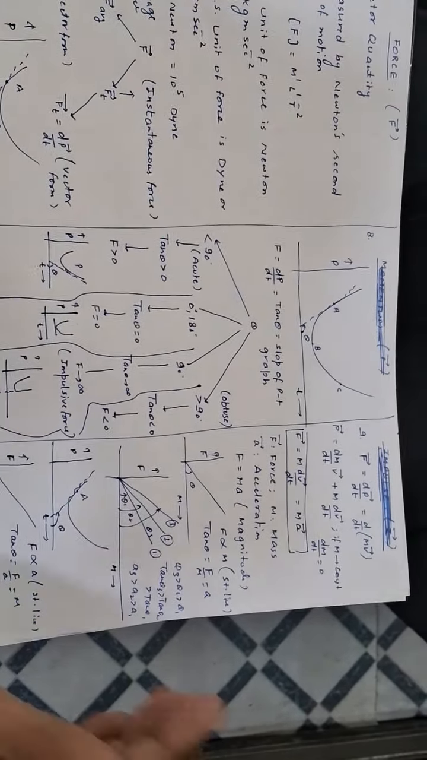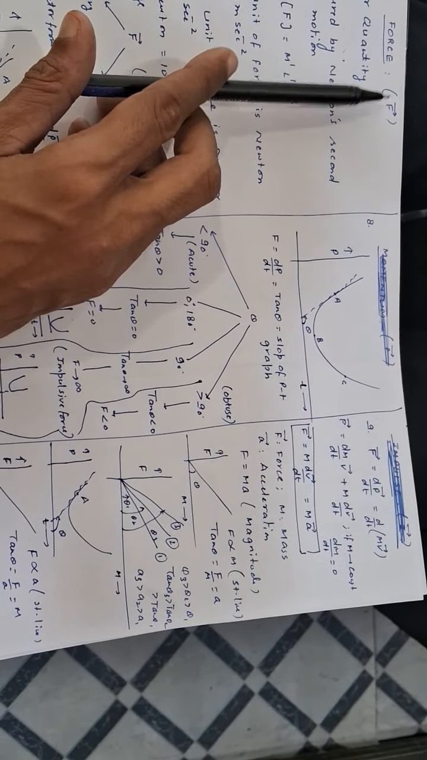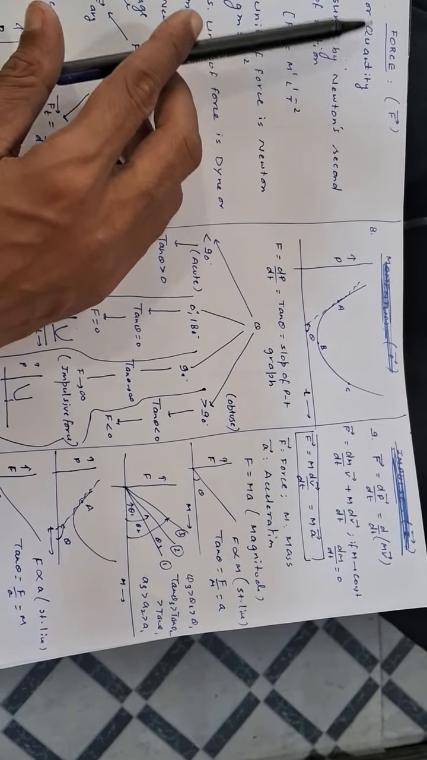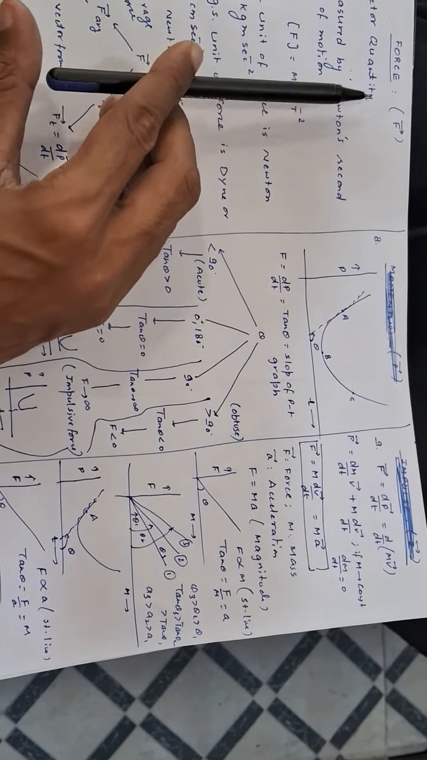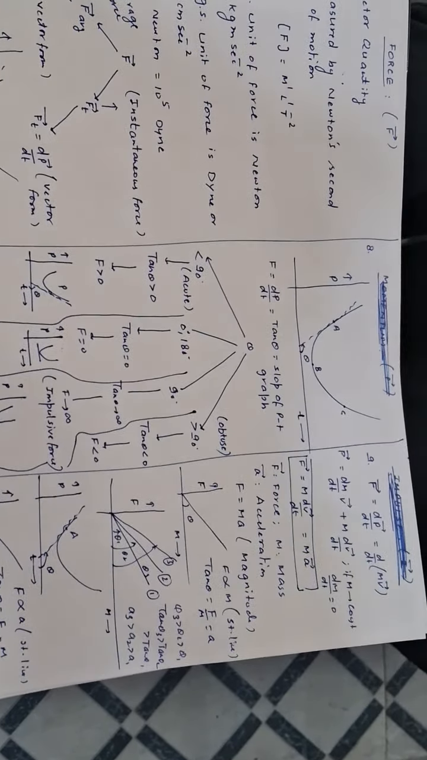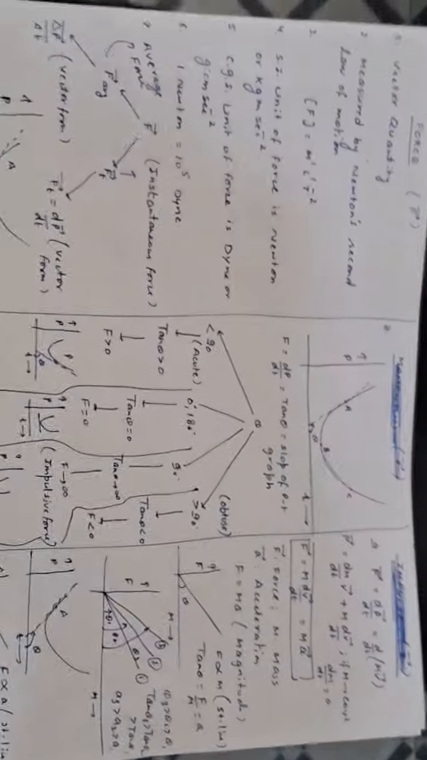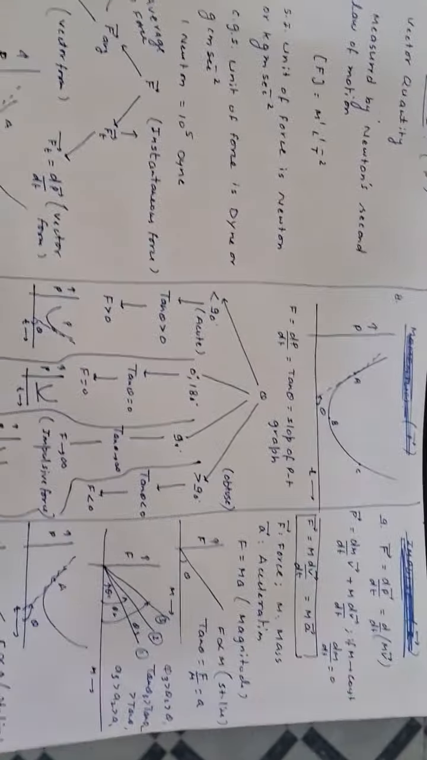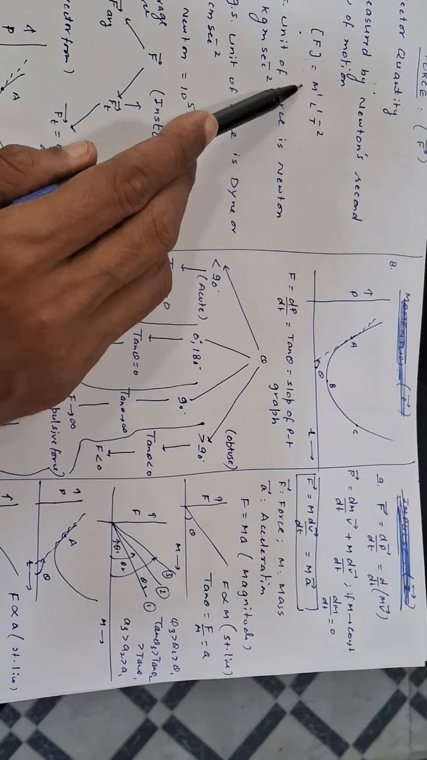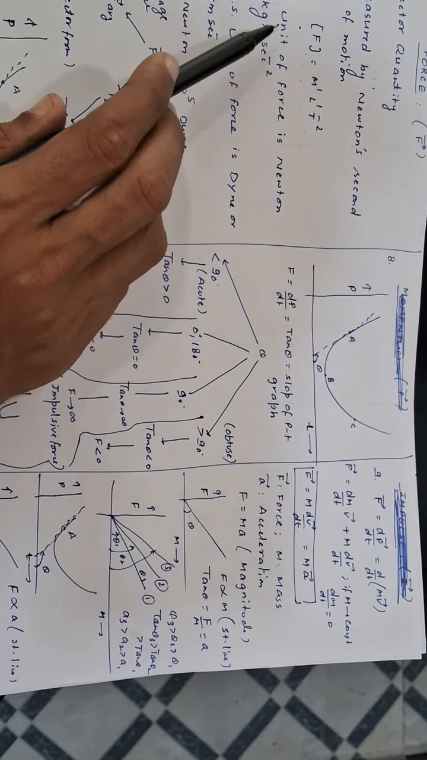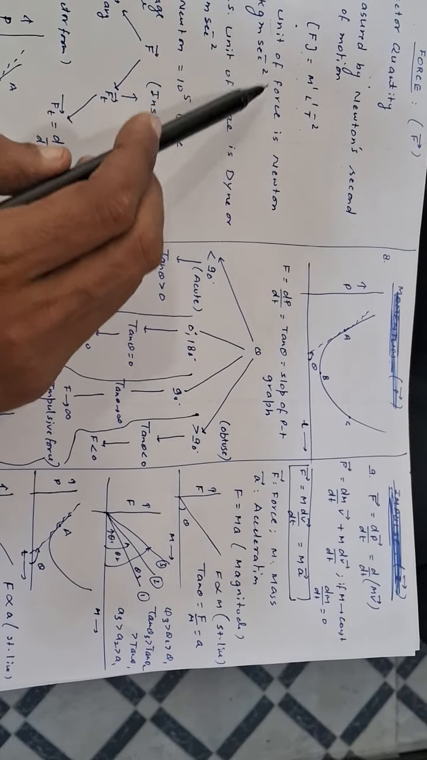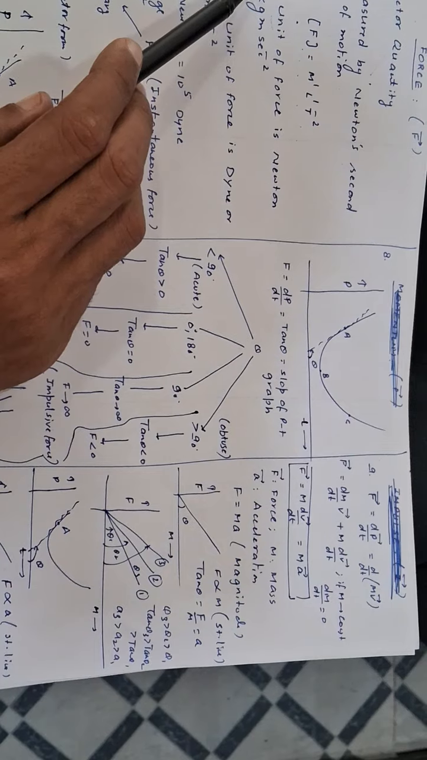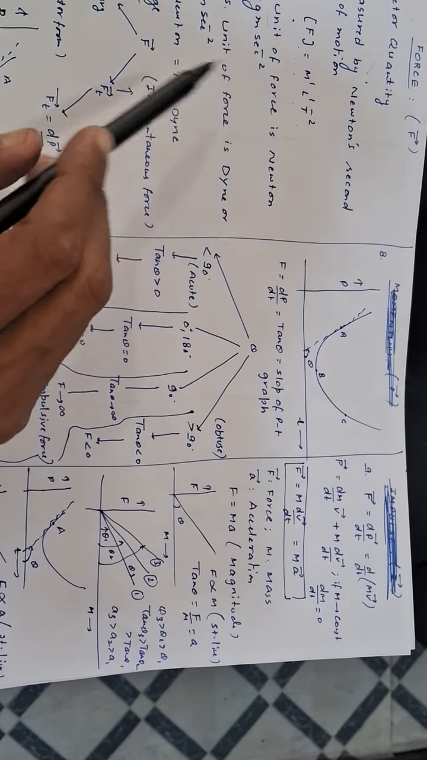The first thing is force is represented by vector F, and the first point regarding force is it is a vector quantity. That means it has magnitude, direction and is added by vector laws. Next important point about force is that it is measured by Newton's second law of motion. Third is its dimension is M1 L1 T minus 2. Fourth point is its SI unit is Newton or kg meter second minus 2.